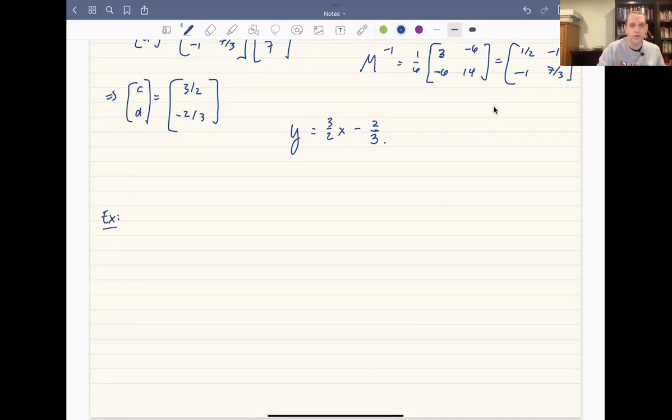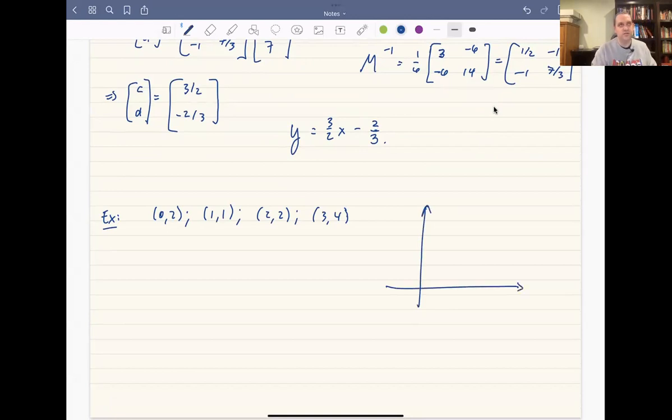Let's find the quadratic best fit. This is also something that comes up a lot. Let's look at the points (0, 2), (1, 1), (2, 2), and (3, 4). Any 3 points uniquely determine a quadratic, as long as the 3 points are not in a line. And here I have 4 points just to make sure that they don't all fit on a quadratic.